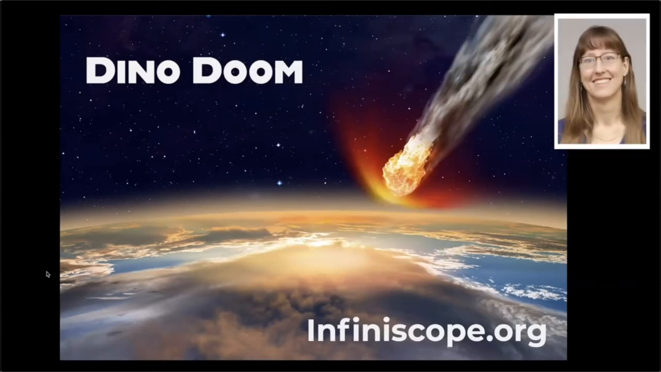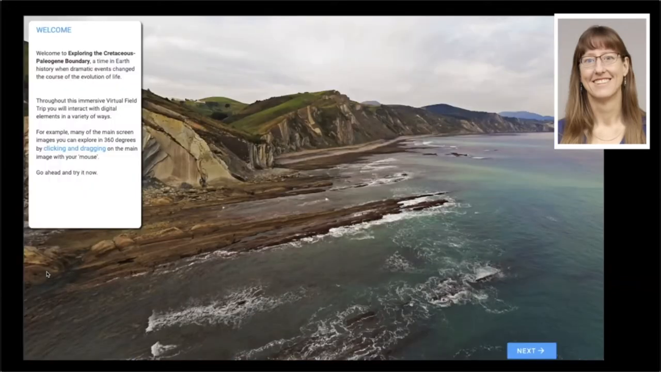Many people know that an asteroid impact led to the extinction of the dinosaurs, but how do scientists know that? In Dino Doom, you get to explore several locations around the world to discover the evidence that led to the extinction of the dinosaurs and roughly 75% of all animal and plant species 66 million years ago.